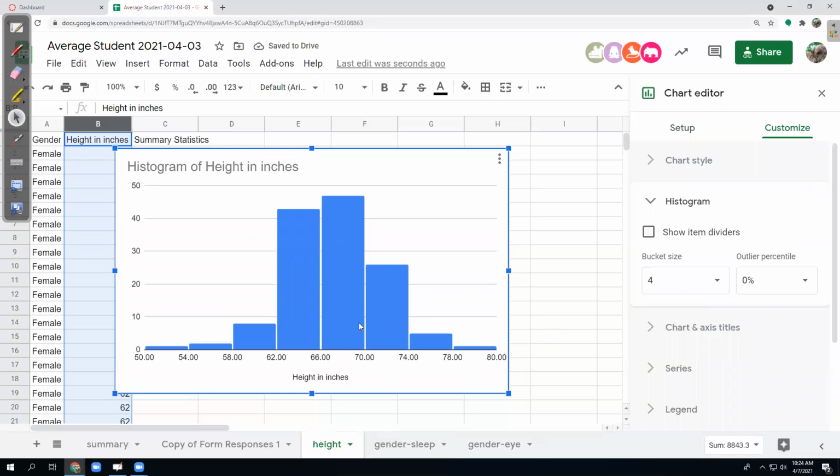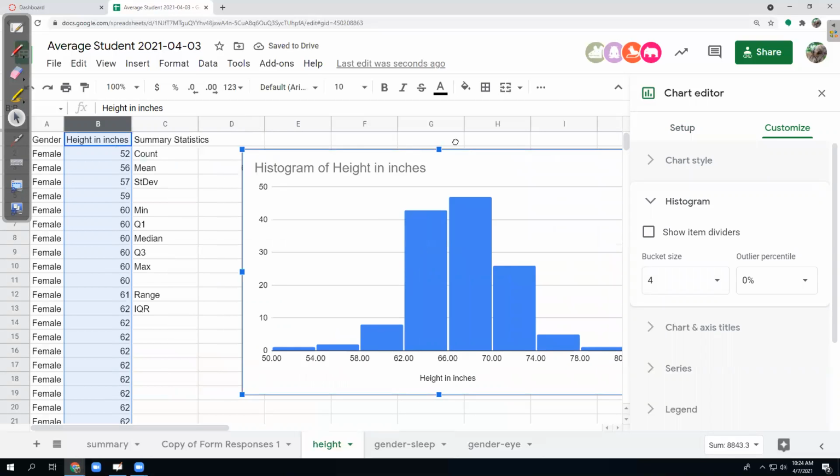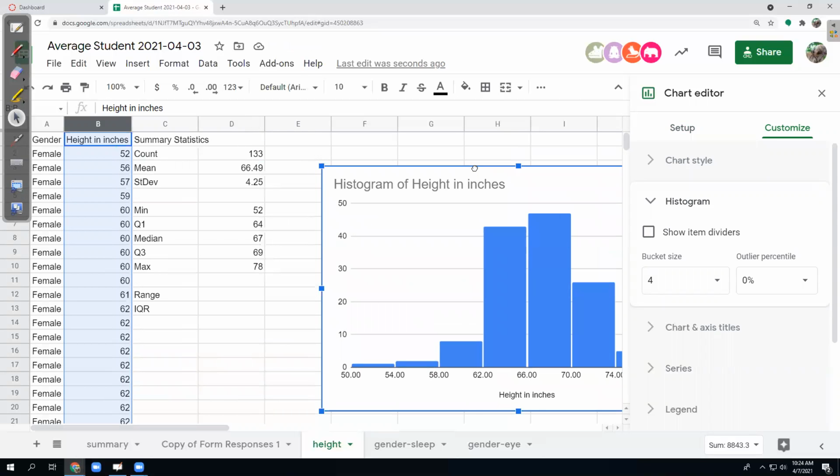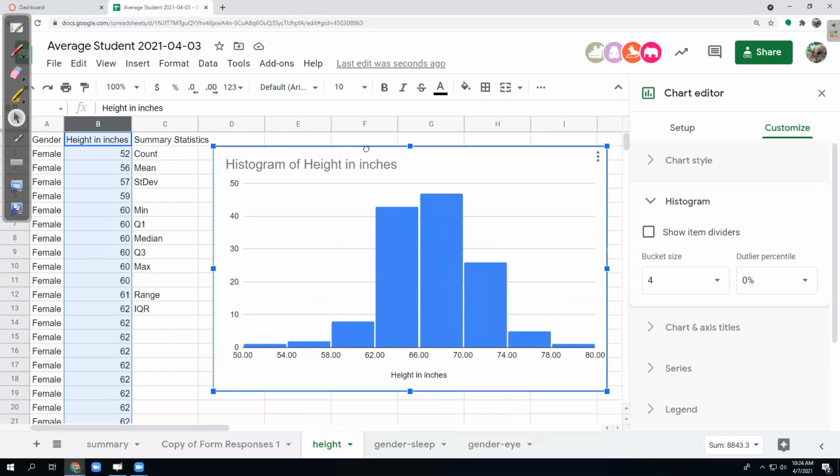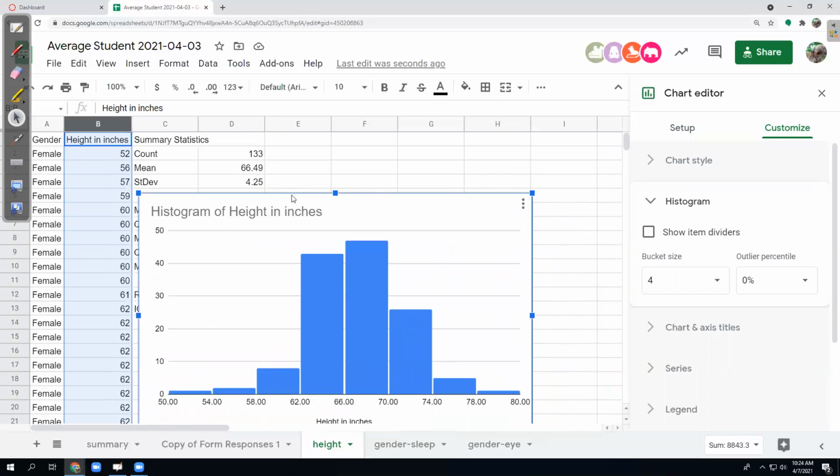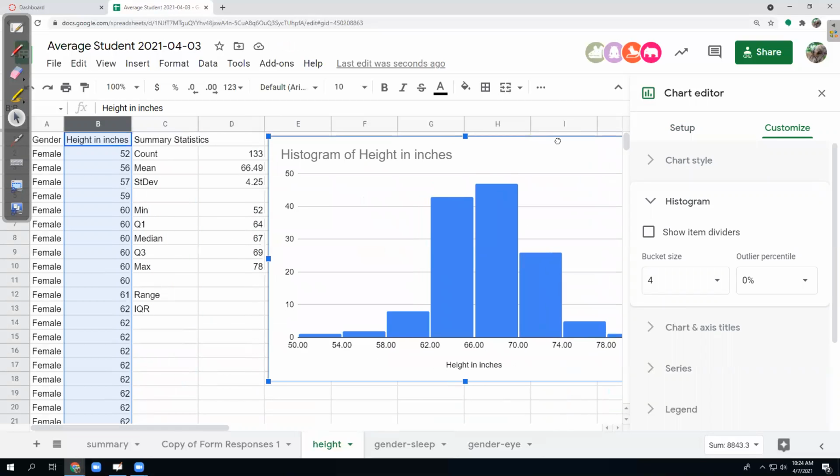That's not too bad. Let's see, before I decide, the mean is 66, the standard deviation is 4.25. I'm going to go based on that. I'm going to go with the 4 because it's similar to the standard deviation, and it's going to help me, I think, explain what standard deviation means. All right, so I'm just going to pull that over.